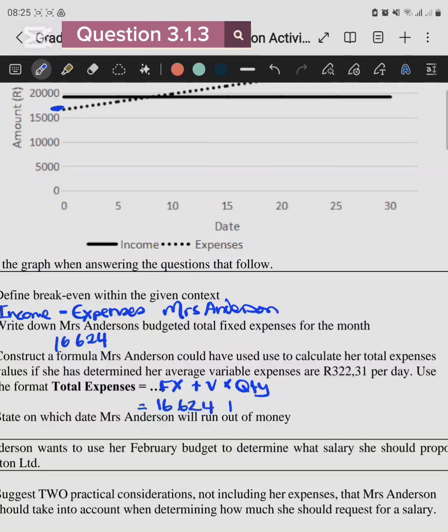16,624. The variable cost, they told us average 322,31. And when they say per day, well, that would be the quantity, because the quantity would be times the number of days. So she could say, okay, about 6 days into the month. Well, if that's my average cost per day, I'd say that times 6, plus the fixed cost that we know will happen as well.